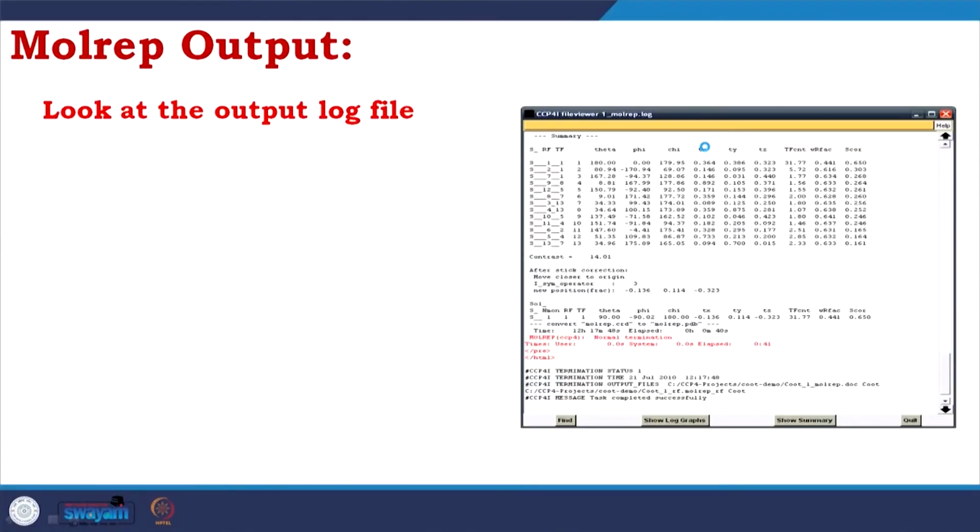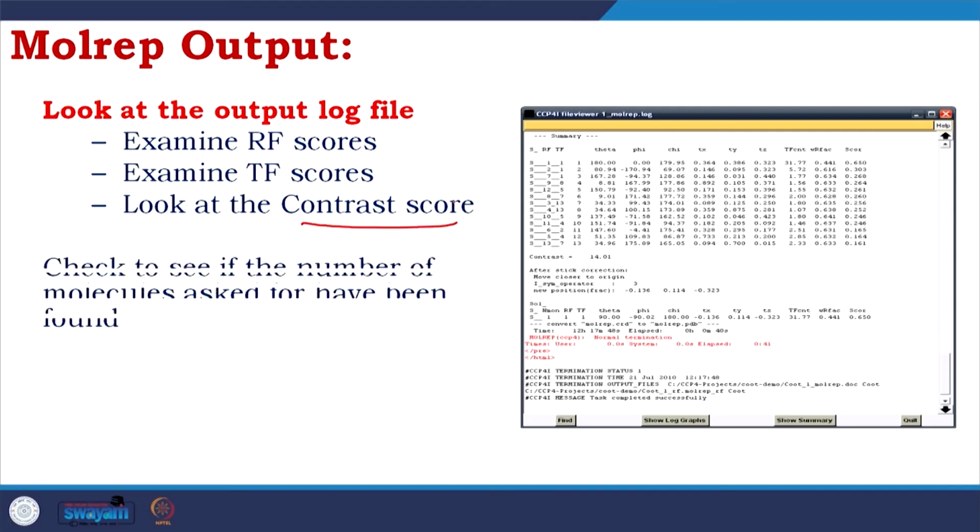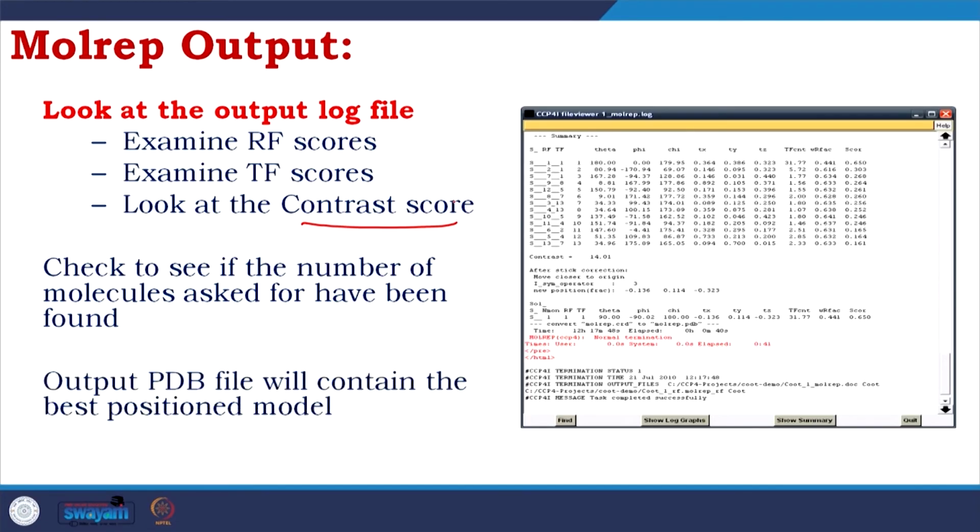So, if you look at the MolRep output, you could look at the output log file, examine the RF, the rotational function score, examine the translational function score, and also you look at the contrast score. The contrast score is very important. I will show you. Check to see if the number of molecules asked for have been found. The output PDB file will contain the best positioned model.